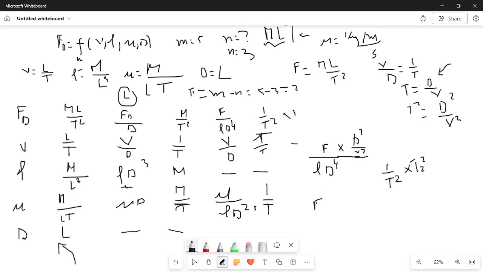Because when I write like this, d square v square, this is something else. These two are different.